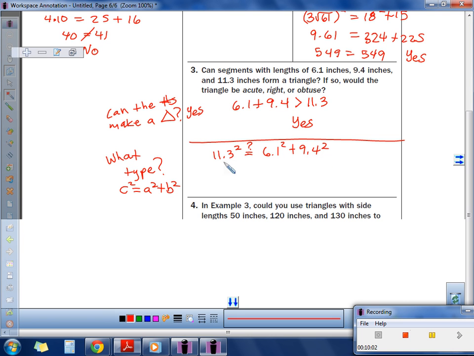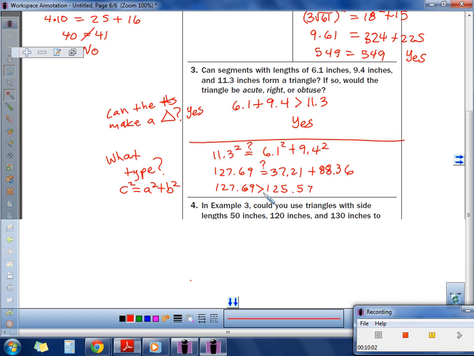What's 11.3 squared? 127.69. We then have our 6.1 squared, 37.21, and then 9.4 squared, 88.36. Adding these up, what do we end up getting? 125.57, and then over here we have 127.69. Which one's bigger? The 127.